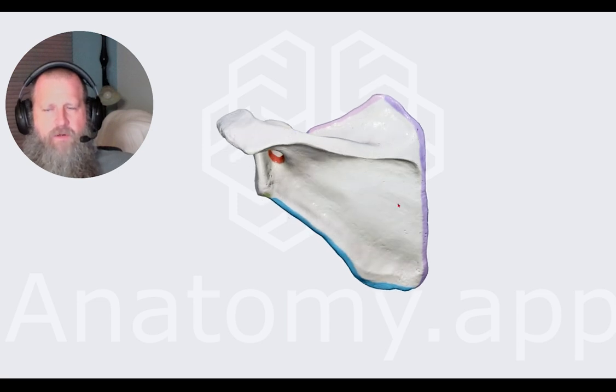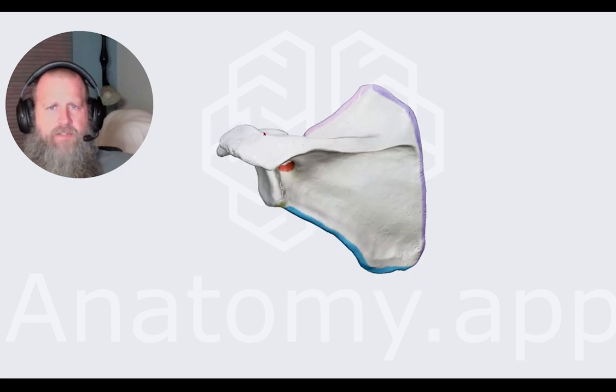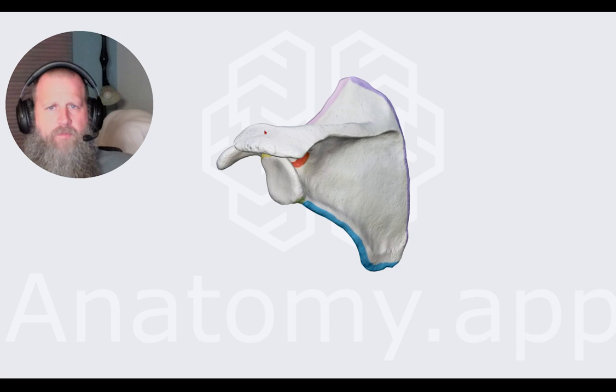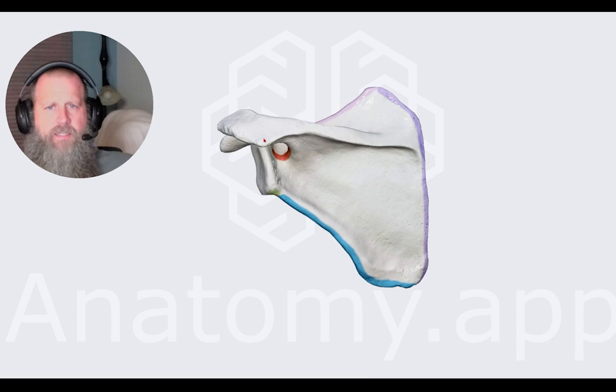Below the spine, or inferior to the spine, you have the infraspinous process, or the depression being the infraspinous fossa. So this is the infraspinous side here. Here we have the spine, and the spine continues and makes up the acromion process. So this is the acromion process here, which the acromial end of the clavicle articulates.